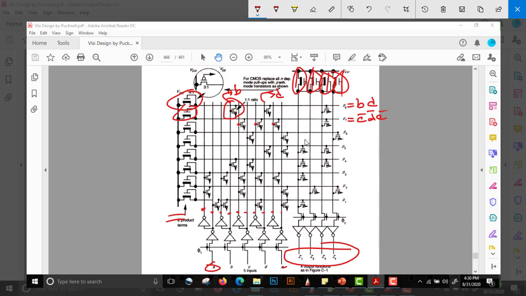Similarly, using these MOS gates, all the logic functions, or all the product terms, are created. Then the product terms are placed in series, and from there the sum terms are created. For example, Z1 is connected to P1, P3, P4, P5. So Z1 is equal to P1 plus P3 plus P4 plus P5. Similarly, Z3, for example, is P4, P5, P7, P8. So our Z3 is equal to P4 plus P5 plus P7 plus P8.